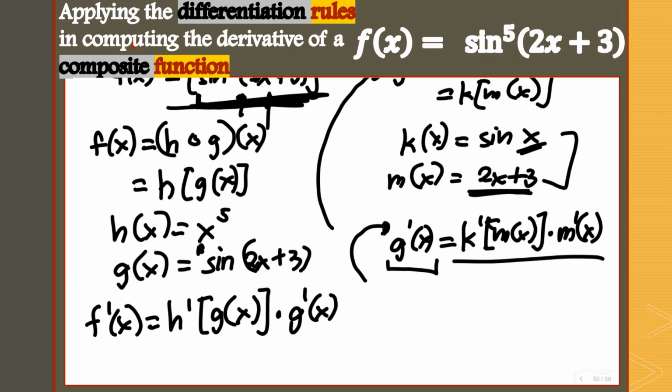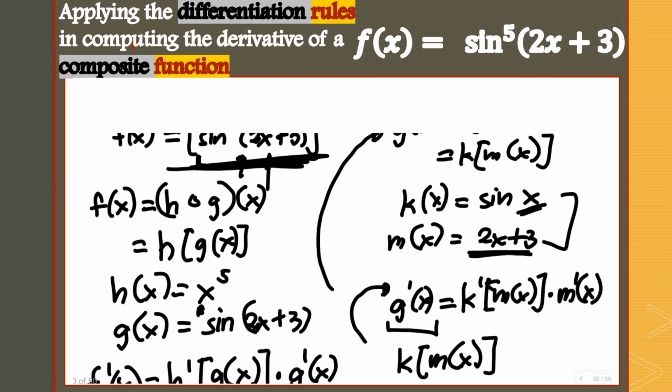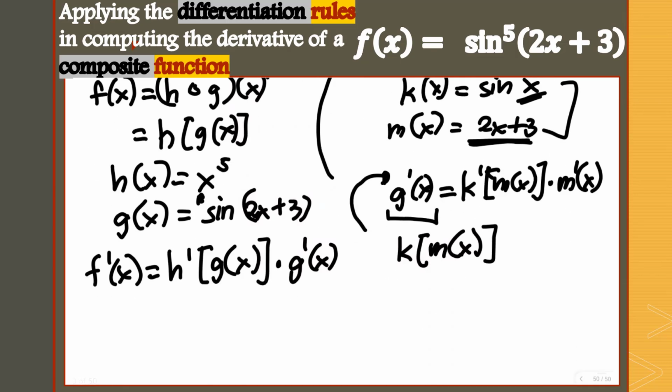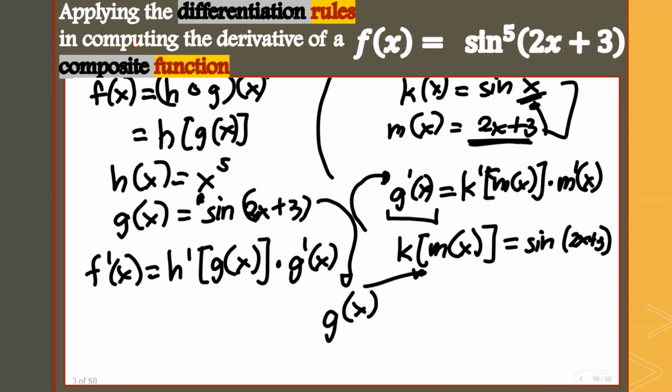Of course, let's try first k of m of x. As identified already as the composition here, this is just sine of 2x plus 3. In short, this is equal to g of x indicated here and here. Okay, so that's our g of x itself. Let me erase this.